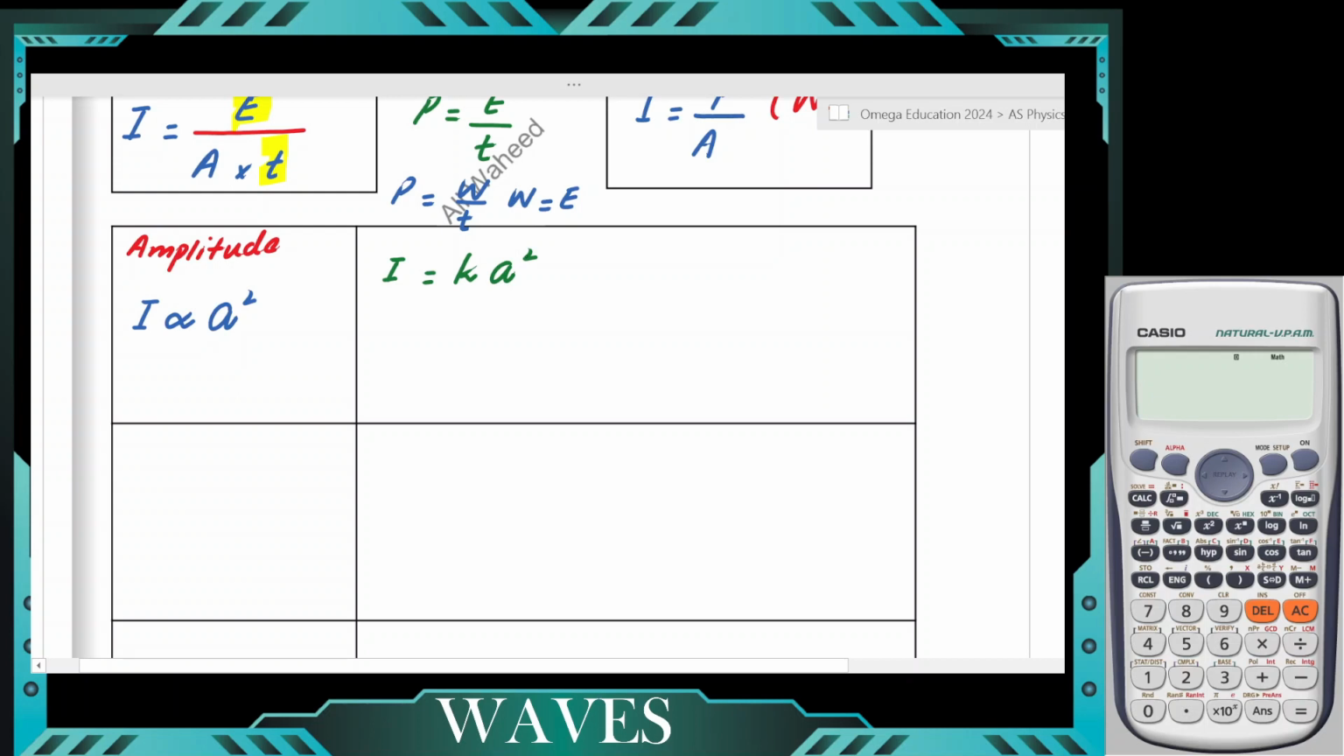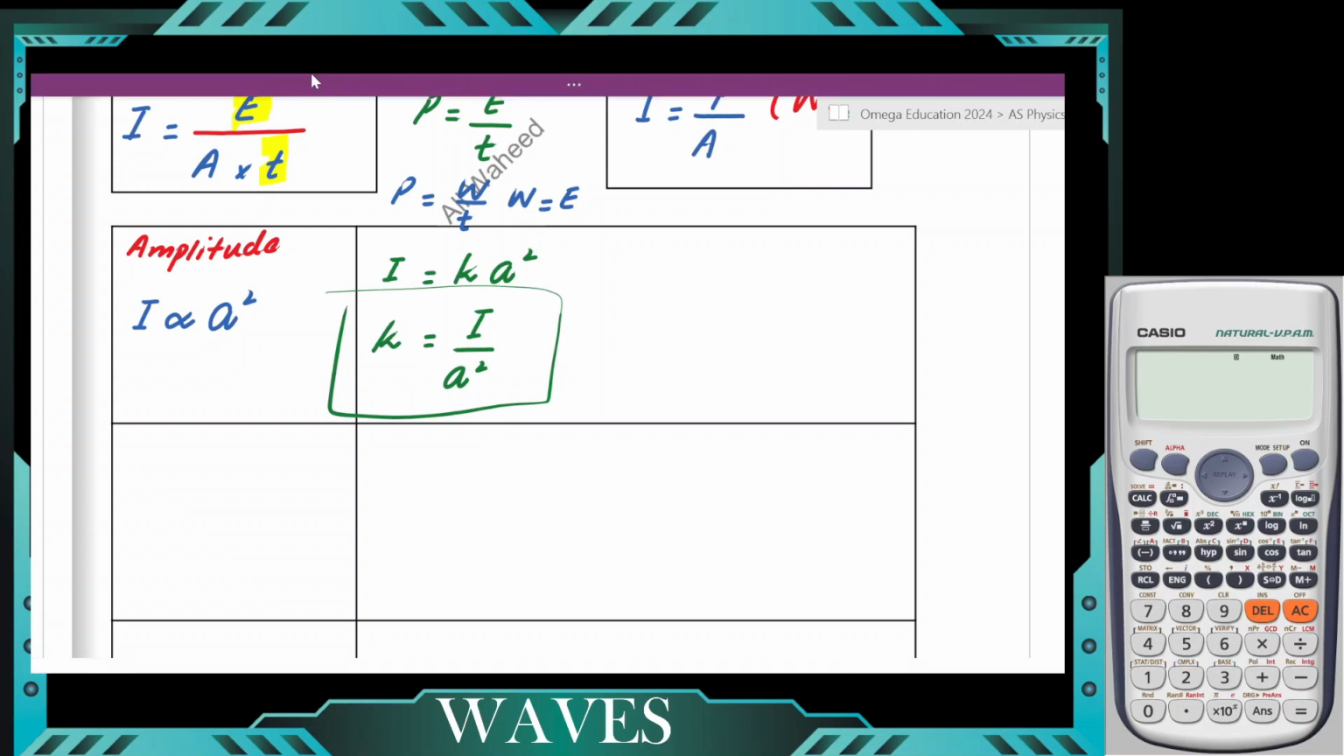K could be any constant. It would be a constant number because I needed to convert the proportionality into an equation. That's why I need to plug in a constant. So let me rearrange it for the constant k. So k equals I over a square. Now what do we make of this expression? That the constant k equals I over a square.